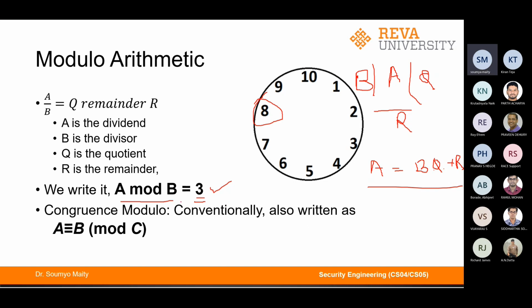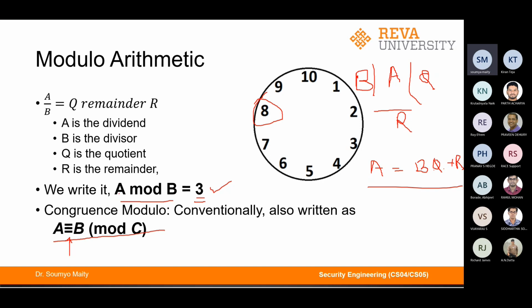So this is A mod B. And we sometimes write it in this notation also. A, this is called a congruent sign. It's not equals to, it is called congruent sign. A congruent B mod C. Mod C is not here.